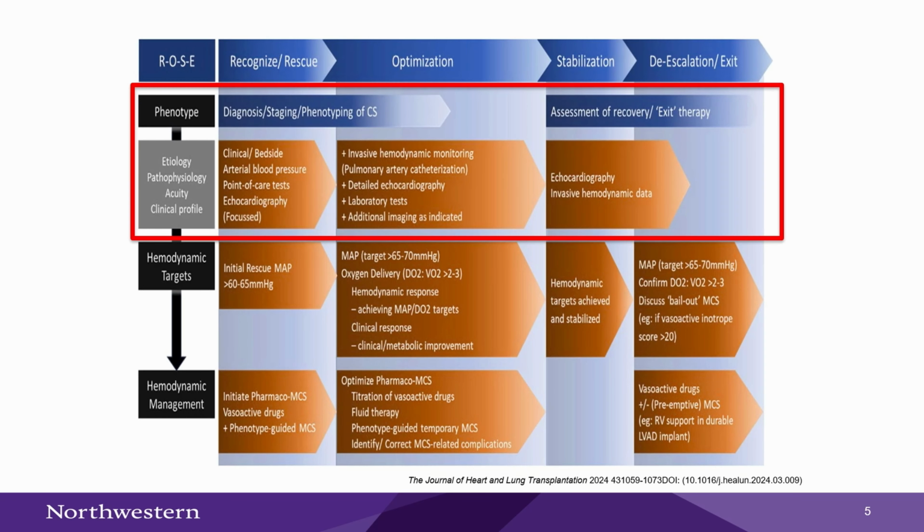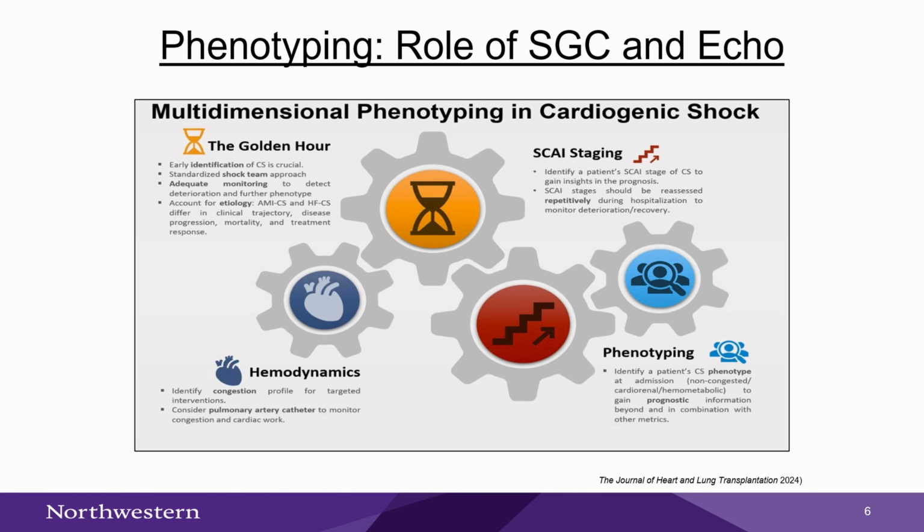So how do we use echo and SWAN for the top part, which is the phenotyping? This is also a nice figure from the paper that talks about how we phenotype shock and how we think about it. There are a lot of different things that go into it, right? Part of it is timing: shock looks different at minute 20 versus if you leave them in shock for 6 hours. There's SCAI staging, which we talked about a bit, hemodynamics, and then there's biomarker profiling.